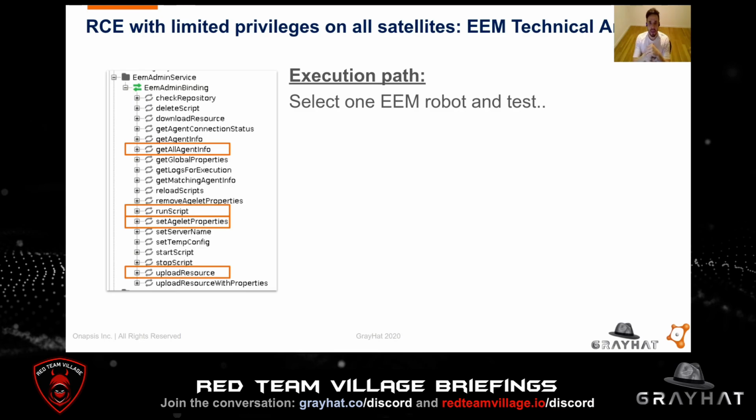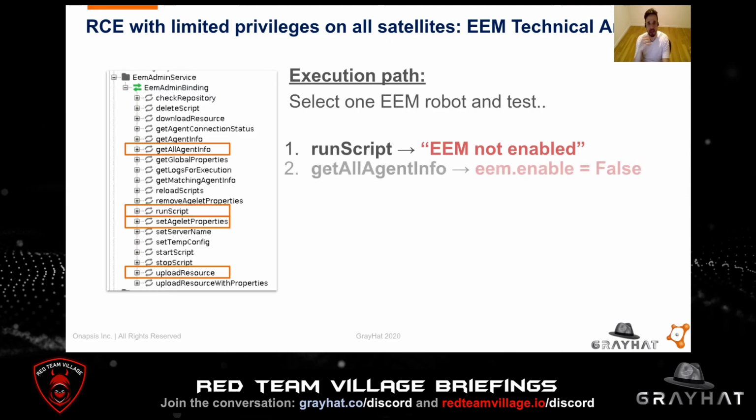So, in order to start playing with this, what we did first was choose a particular EM robot, part of course of this whole infrastructure. The first method that we executed was run script. But unfortunately and surprisingly, the error message that we received was that the EM is not activated. So we needed to find a way to turn it on. Our second step was to execute get all agent info, which retrieves a lot of different information from all the robots that were part of the infrastructure.